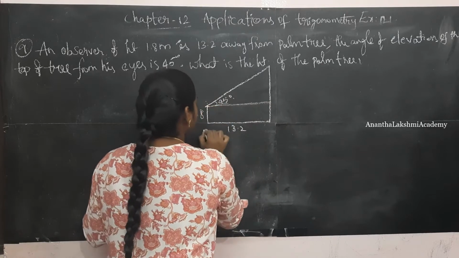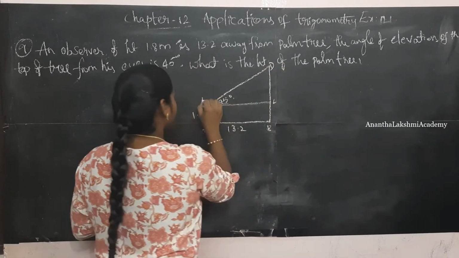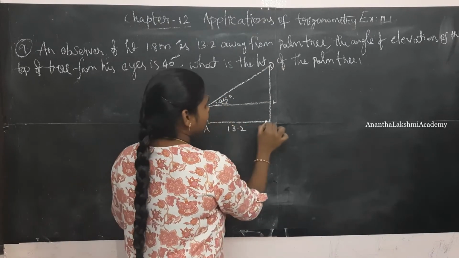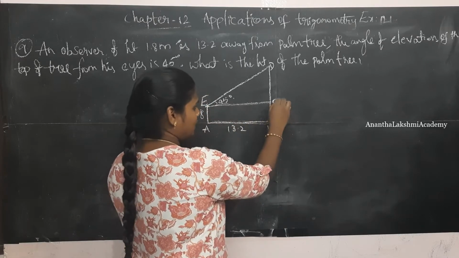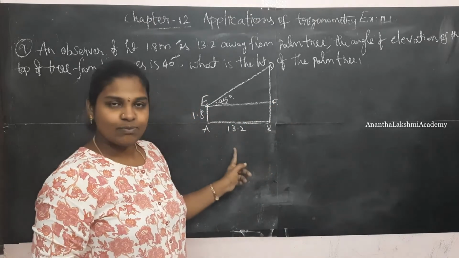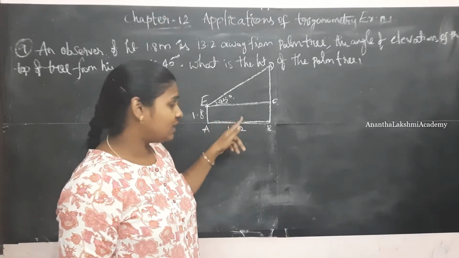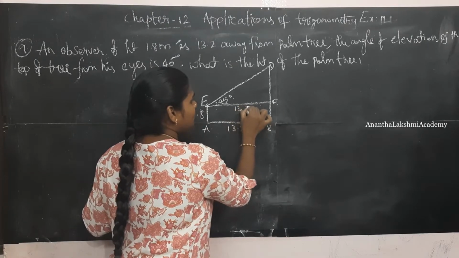Let me name this A, B, C, D and E. Okay. If you consider this, it forms a rectangle, A, B, C, E. AB is 13.2 meters. In the rectangle, opposite sides are equal and hence CE also becomes 13.2.